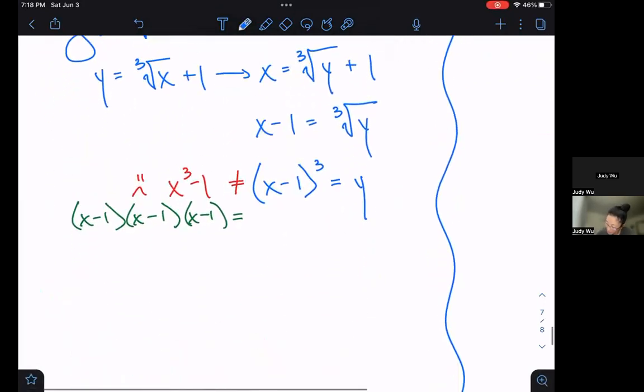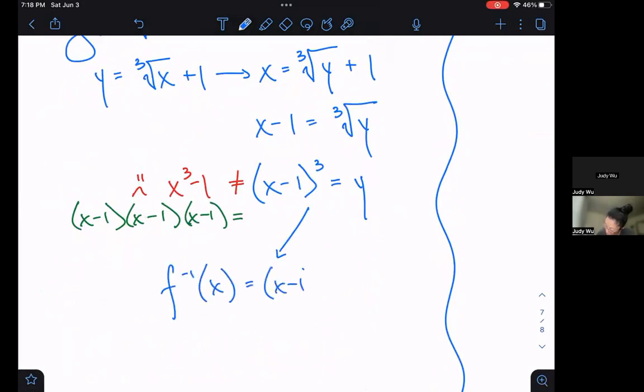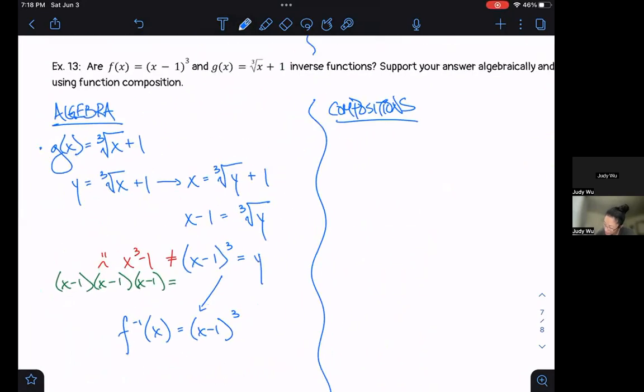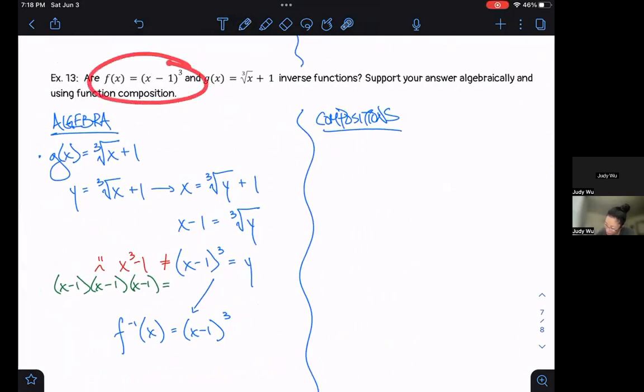Right? Let's see. Let's write this in the inverse function form. Inverse function of x equals x minus 1 cubed. And is that what we got here for f of x? Yes, it is indeed. So this is the same as this, which means that my g of x and f of x are inverse functions.